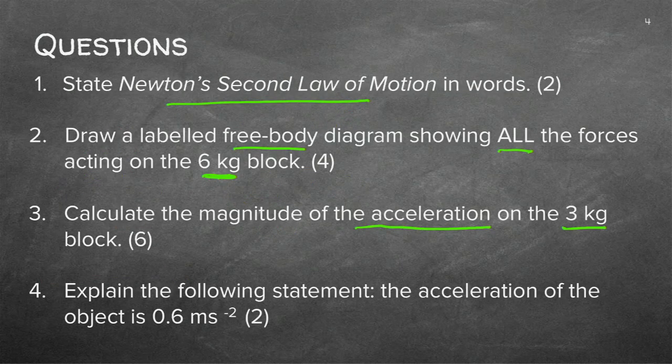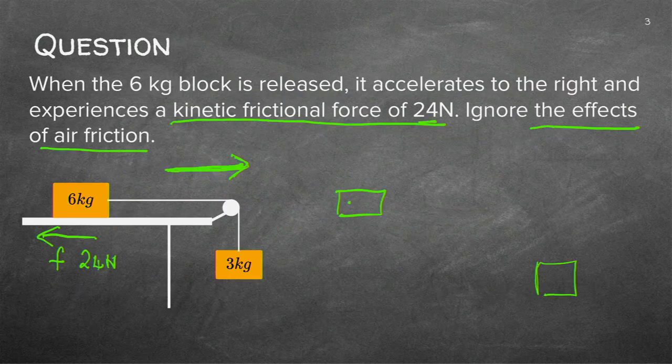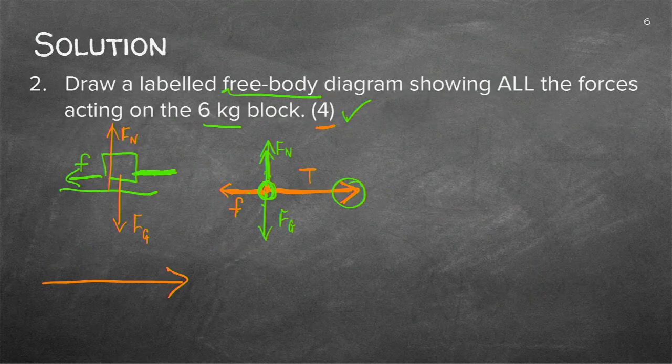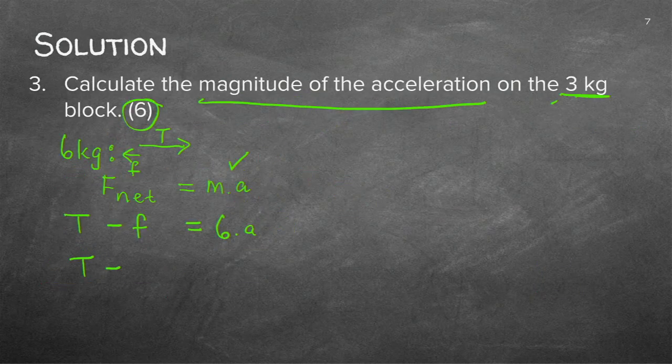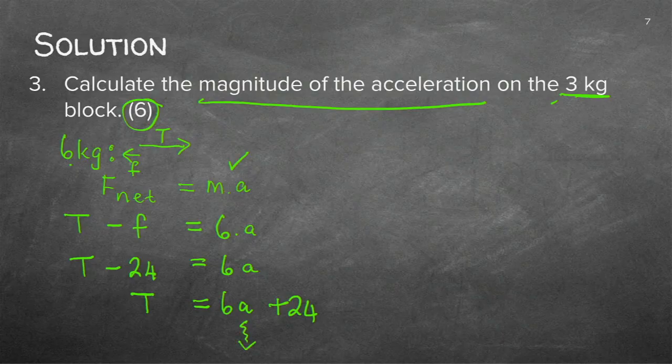Let me quickly get to that. Where did I have it? 24. So they gave me the frictional force. Be careful that you write that down because this is going to help you with your calculation. So I've got for the 6 kilogram, a T that's equal to 6A, and I'm going to take the 24 to the side, which is 24. Now I've got A as well as T as unknown. So I can't go further than that.